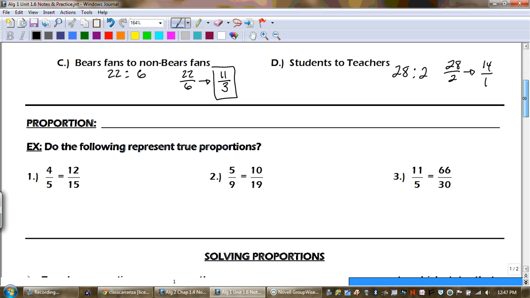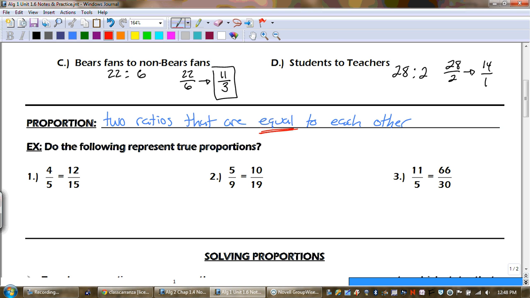Now, the next thing that we're talking about is a proportion. A proportion is two ratios that are equal to each other. Okay, it's a proportion if they're 100% equal.